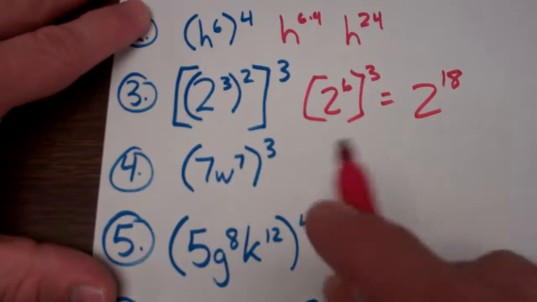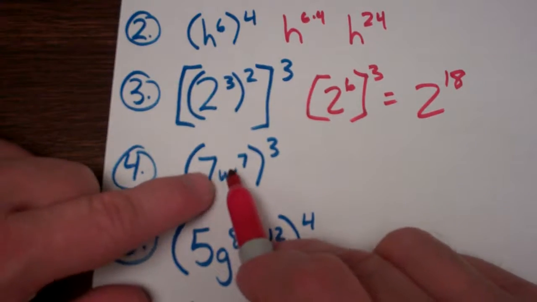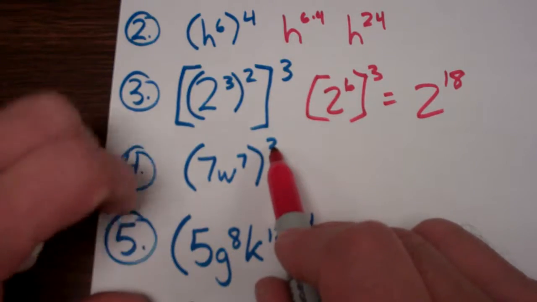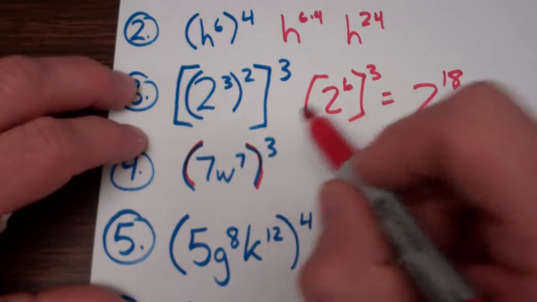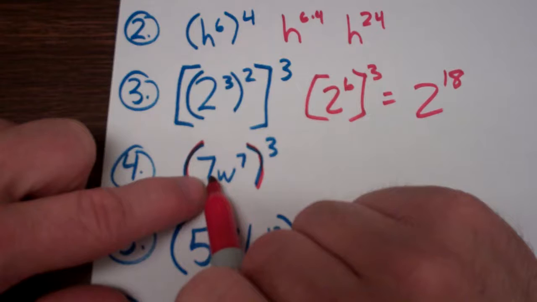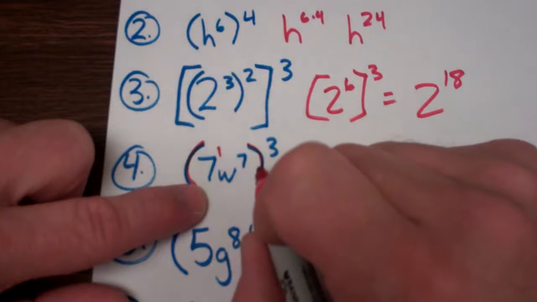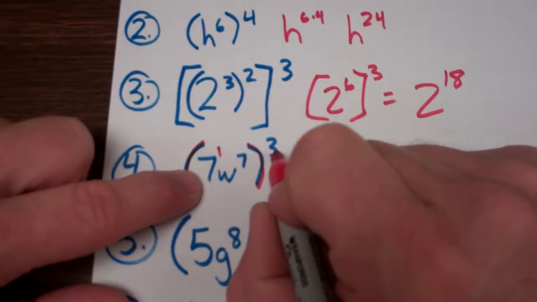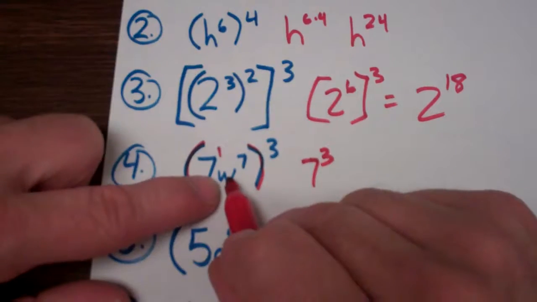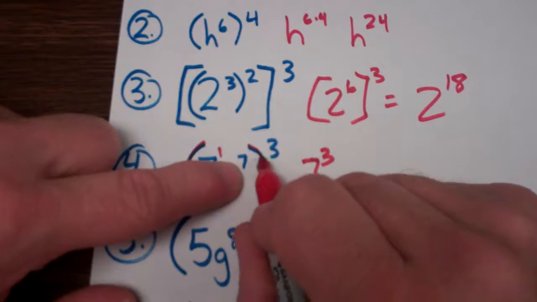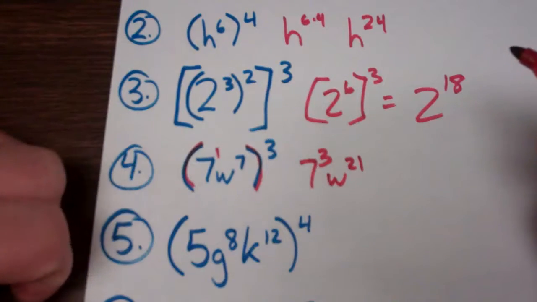Okay, so the next one. We still have a power to a power, but this is also what we call the power of products, because I have 2 things multiplied, and then that whole thing is going to a power. Because remember, this 3rd power touches this parenthesis, so everything in that parenthesis is going to the 3rd power. You may not realize that the 7 has an exponent, but remember, it has an understood exponent of 1. So 7 to the 1st to the 3rd would be 7 to the 1 times 3, or 7 to the 3rd. W to the 7th, of course, would be W to the 7th to the 3rd, so it's W to the 7 times 3, or W to the 21st power.